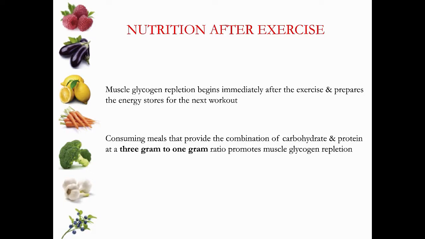Consuming meals, this is cocktail chatter. Consuming meals that provide a combination of carbohydrate and protein in a 3 to 1 gram ratio is supposed to be optimum for muscle glycogen repletion.